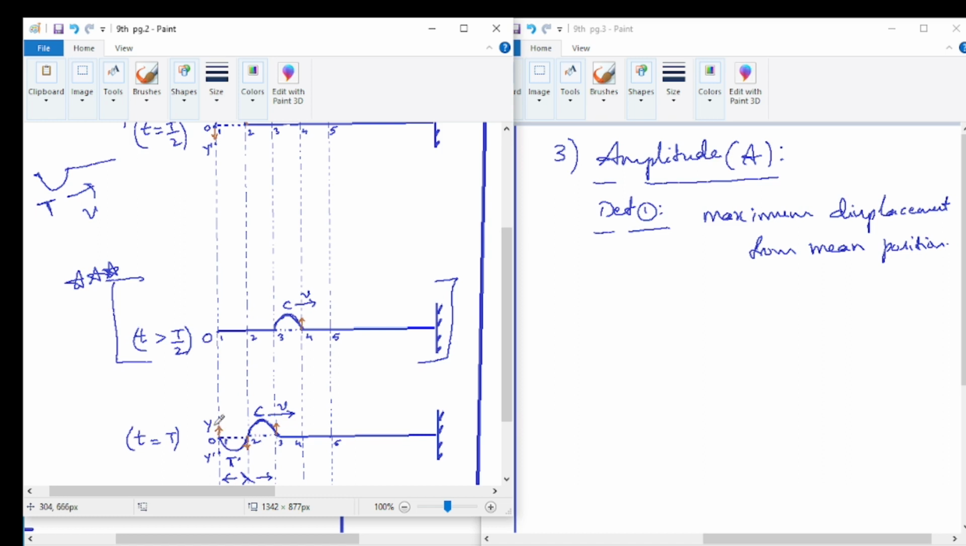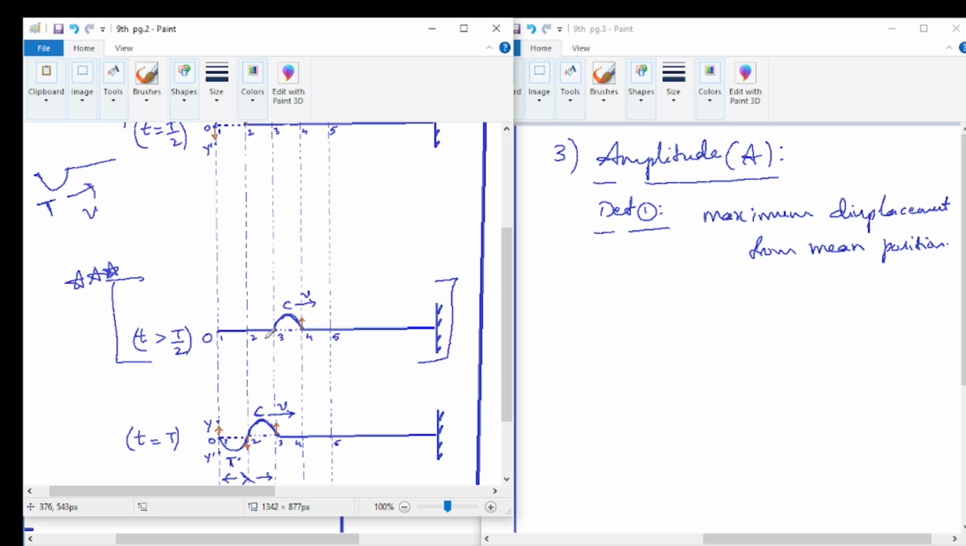The path is again the same path Y O Y dash. As it is going upwards continuously, its displacement from the mean position O, that means OP, is increasing. When it reaches the extreme position, it has become maximum. So OY here is the amplitude. When it reaches the extreme position, its displacement is maximum, which is nothing but the amplitude.